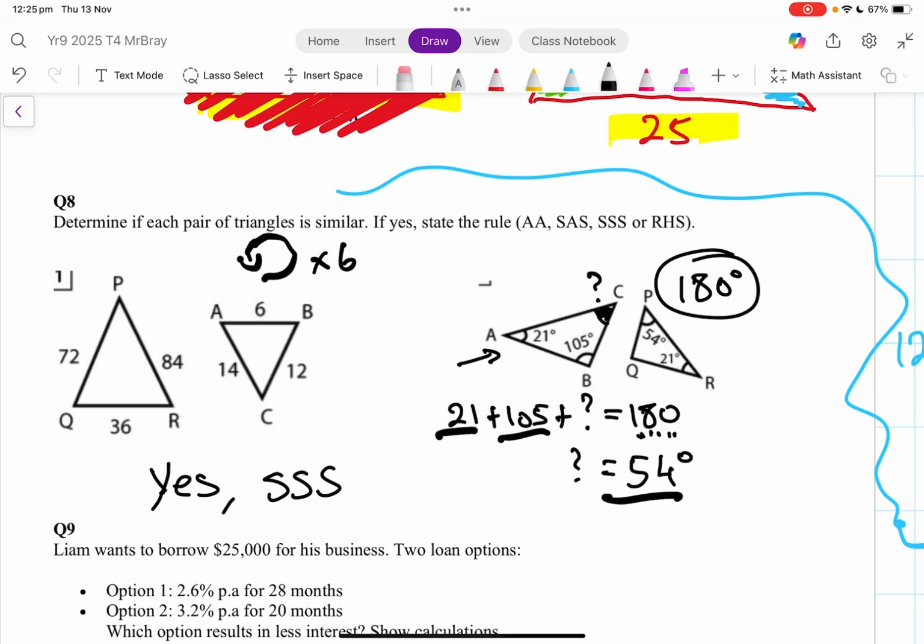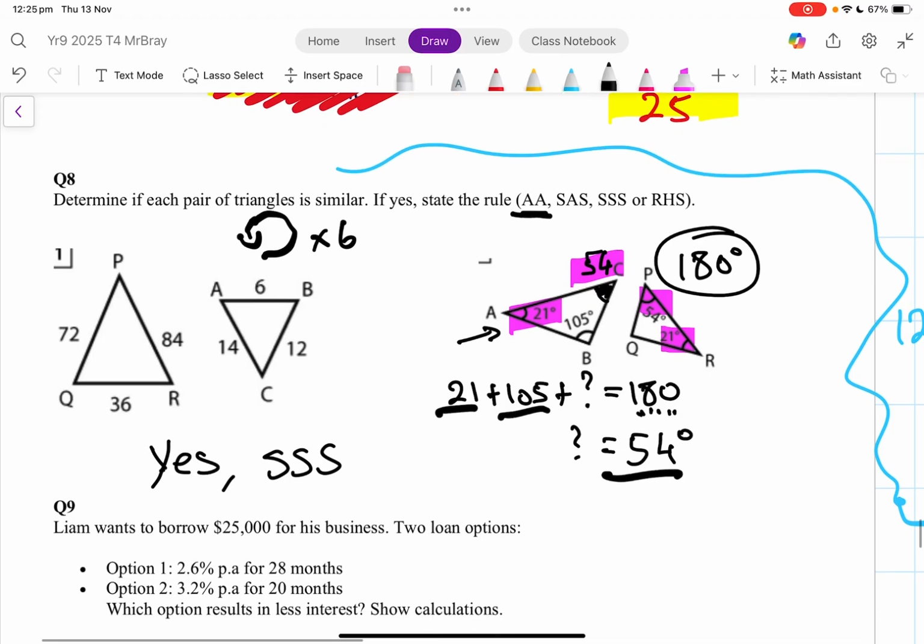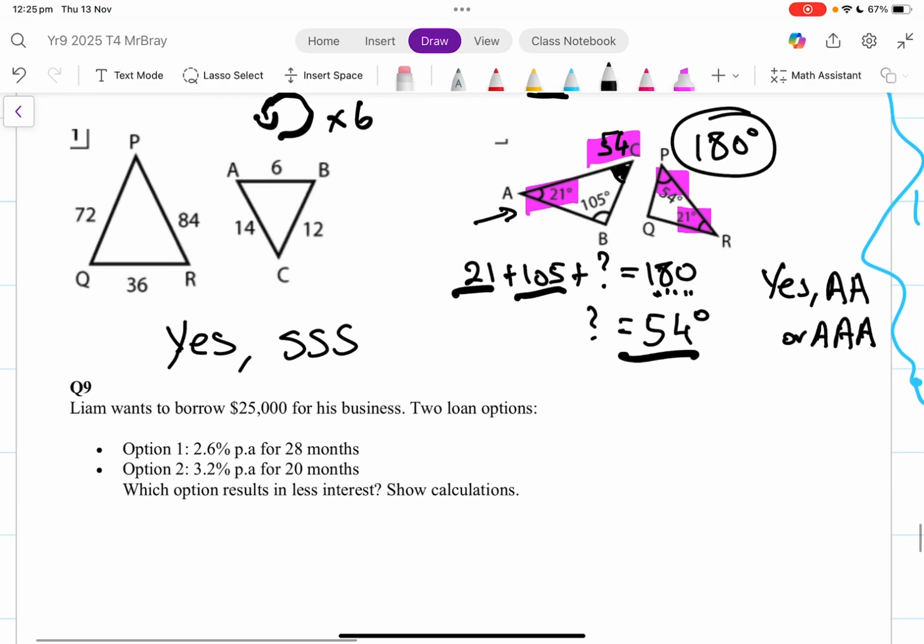And so now I can see, well, hang on, this unknown angle here is no longer unknown, it's 54. So now I've got 54 and 21, and that matches up with 54 and 21 here. And if you guys remember your notes quite well, you remember that we don't need all three angles, we only need two. So this pair of triangles is also similar, and the rule is angle, angle, or you could have said triple angle. Either way, I will give you the marks on the test, okay?